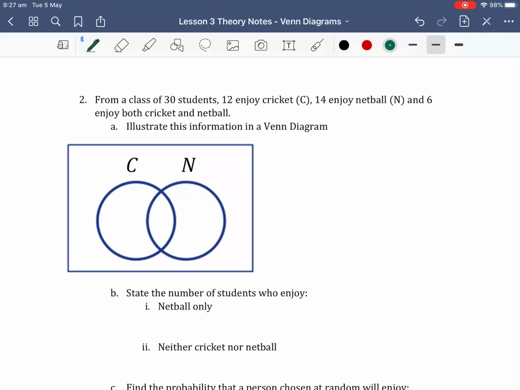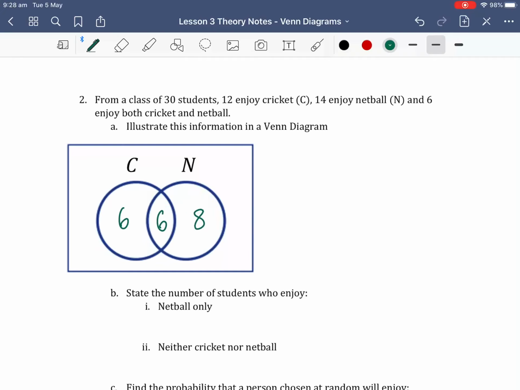So what we need to do is we first need to place the 6 in the intersection, so in this bit here, because they like both. They enjoy cricket and netball. And then we need to work out how many only like cricket and how many only like netball. So because the 12 that enjoy cricket include the 6 that enjoy both cricket and netball, to find out how many only enjoy cricket, we have to go 12 minus 6. And 12 minus 6 is 6. And then to work out how many enjoy netball only, we have to go our 14 minus 6. So when we go 14 minus 6, we get 8.